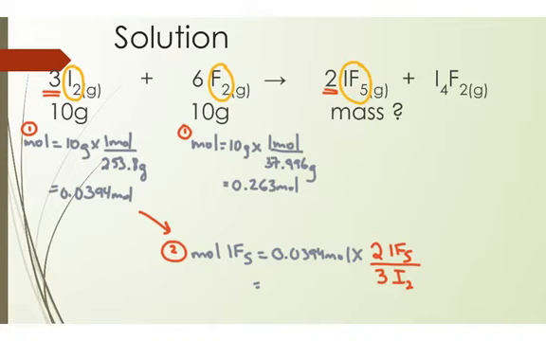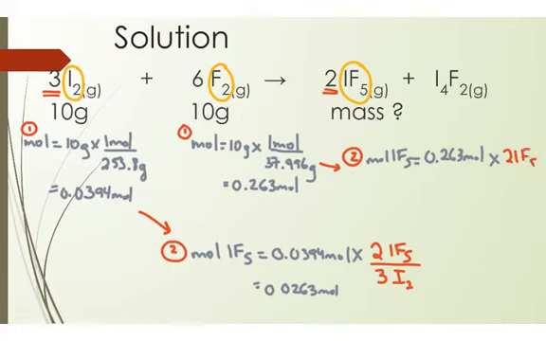And let me see, we're getting 0.0263 moles. All right, let's do the same step 2, only this time we're going to use the second ingredient and see how it turns out. And again, I'm looking for the same thing, moles of the product, IF5, using the moles of the second ingredient now, my F2. I want IF5s on top, so 2 IF5 divided by 6 F2s, and I am getting 0.0877 moles.